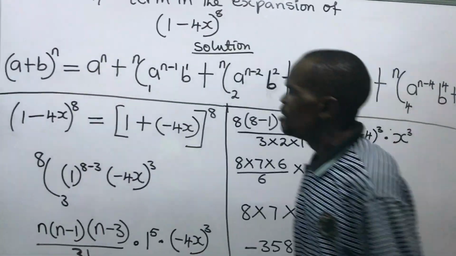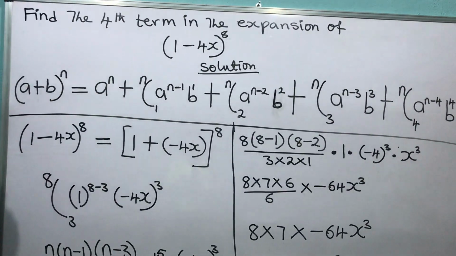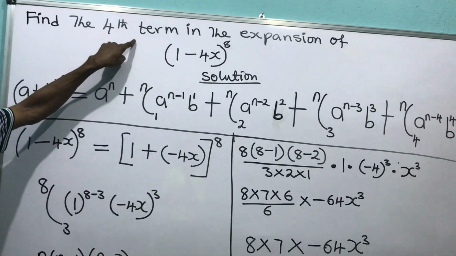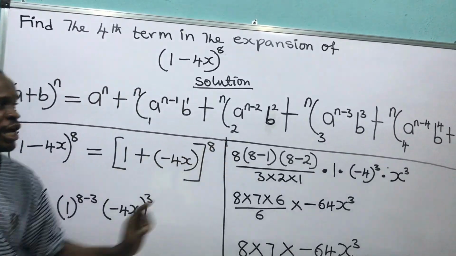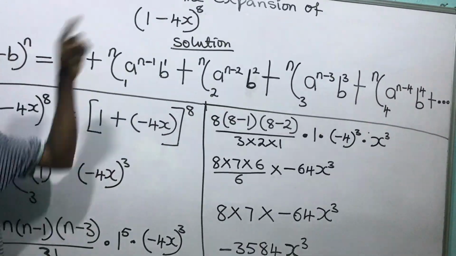So you will now see, for me to get the fourth term here on this question, I'm going to choose 3. Do you get what I'm saying now? For me to get this fourth term in this question, I'm going to choose 3. When I'm choosing 3, I'm already in the fourth term. That's 3 plus this 1 gives me the fourth term.